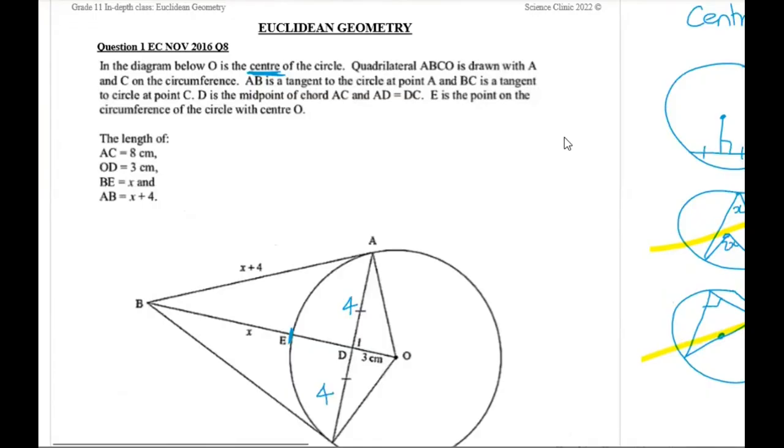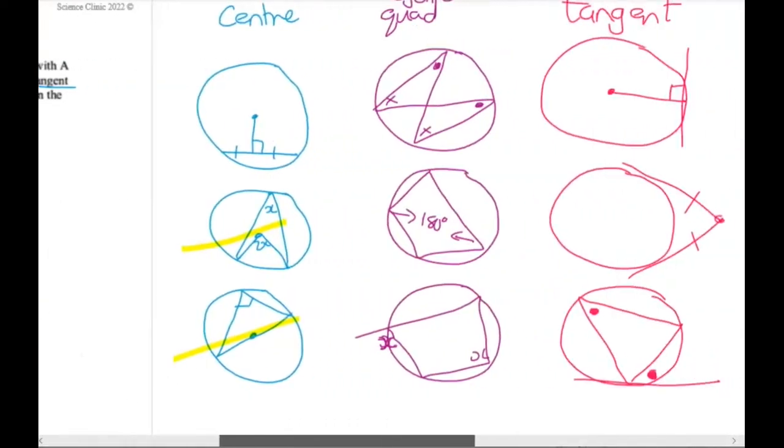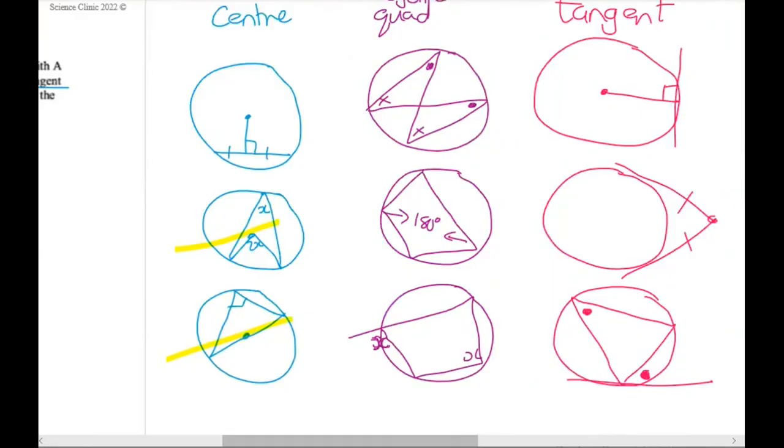They said that we've got a quadrilateral, but it is not cyclic. It's just a quadrilateral, so we can't call it cyclic, with A on the circumference of the circle. They said we've got tangents. AB is a tangent and BC is a tangent. So if we have a look at what they tell us about the tangents, we've got two tangents from the same point, and we could possibly use that theorem.